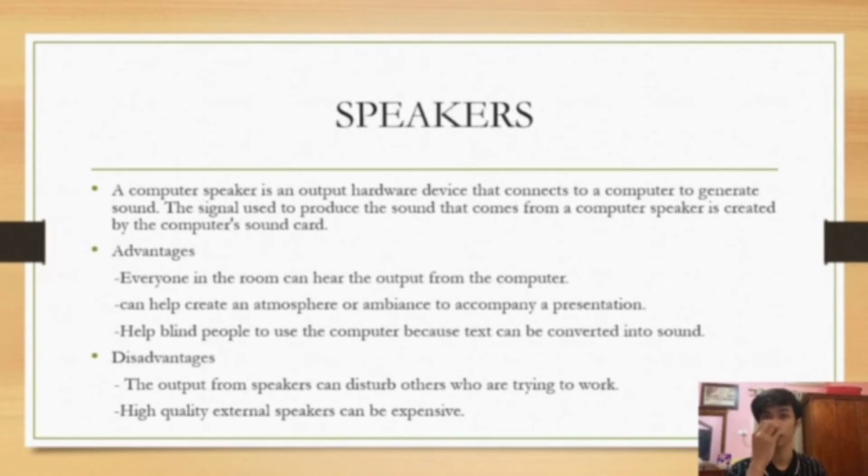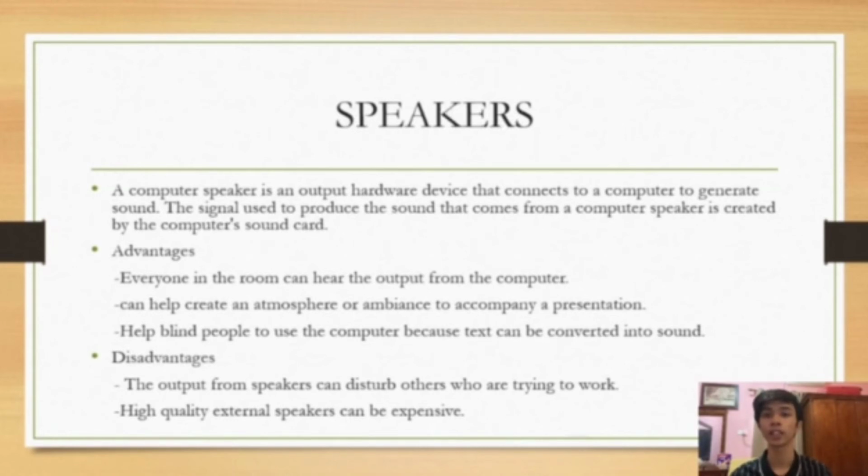Second is speakers. Speakers is an output hardware device that connects to a computer to generate sounds. The signal used to produce the sound that comes from a computer speaker is created by the computer sound card. The advantage in using speakers is everyone in the room can hear the output from the computer. It helps create an atmosphere or ambience to accompany a presentation. Speakers also help blind people to use the computer because text can be converted into sounds.